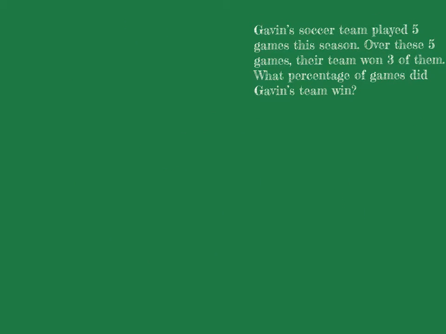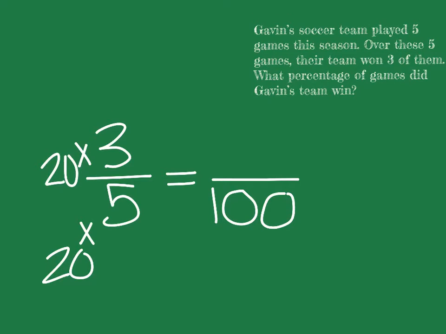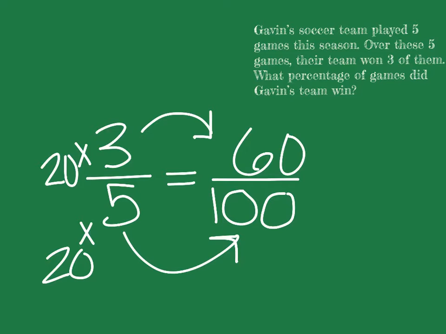Another way to solve this problem would be by first writing the fraction we are working with, in this case 3/5. We want to change this fraction so it's out of 100 because we are solving for a percent out of 100. If you want to change 5 to 100, you have to multiply 5 by 20. Because you multiplied by 20 in the denominator, you have to do this to the 3 in the numerator. 3 times 20 is 60, so the answer is 60 over 100, or 60%. In both of our representations, we got that Gavin's soccer team won 60% of their games.